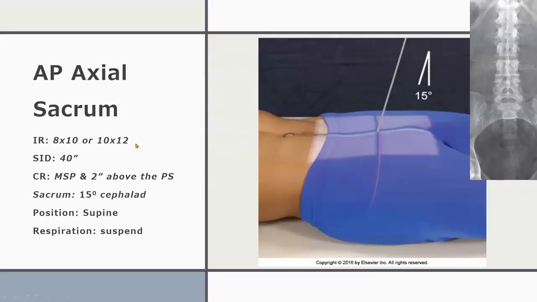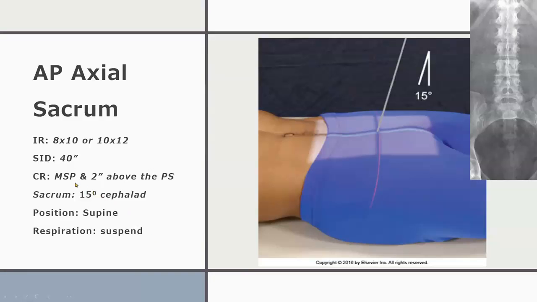For the sacrum, 8 by 10, 10 by 12, 40-inch SID. Remember to drop your SID down 1 inch for every 5 degrees to maintain the 40 inches, or change your technique. The central ray is 2 inches above the pubic symphysis. 15-degree cephalic angulation, patient is supine, and suspend the respiration.